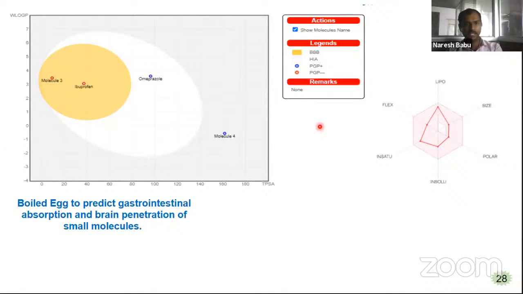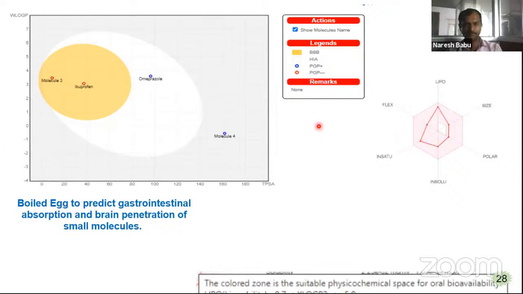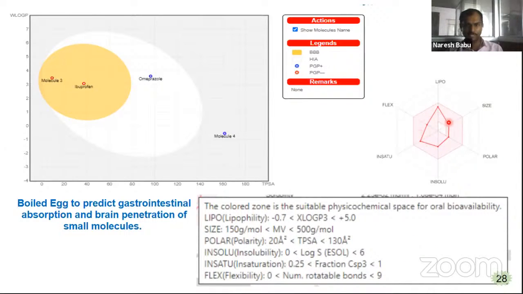Another output of the Swiss ADME tool is the bioavailability radar. I represented the bioavailability radar for ibuprofen here. This colored zone indicates the suitable physicochemical space for oral bioavailability. If the radar lies inside this red zone, then the drug has good oral bioavailability. If it comes out of the red zone, it indicates that the drug does not have complete oral bioavailability. So what parameters do they consider in this bioavailability radar?